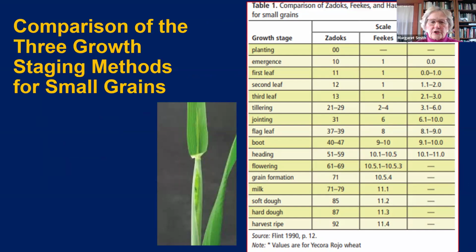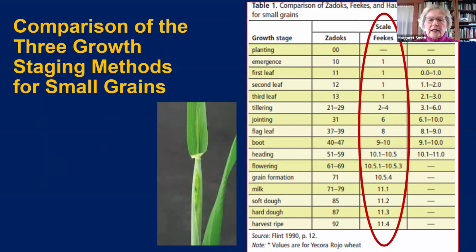If you look at the plant stages along the left-hand column, and again, Feeks is in the center. They are just a numerical stage assigned based on days and growing degree days between the different stages. Again, Feeks is the most widely used, and you'll see not much emphasis put on those early growth stages, 1, 1, 1, 1, up until the third leaf stage, and then more into the reproductive stages.